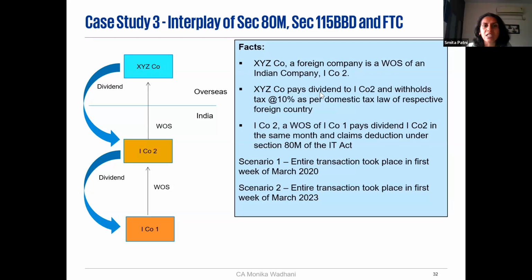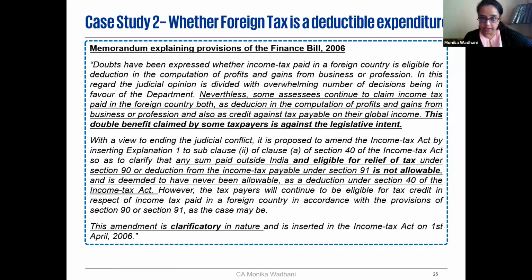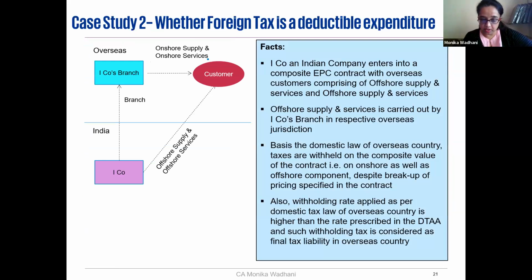So, in case study 2, you mentioned that offshore supply is not doubly taxed. Can you go over this fact again? So, the facts of my case were that offshore supply completely happens from India. Okay. And it is not attributable to the branch which is situated in a foreign country, say the Philippines in this example. And therefore, you cannot say offshore supply is doubly taxed.